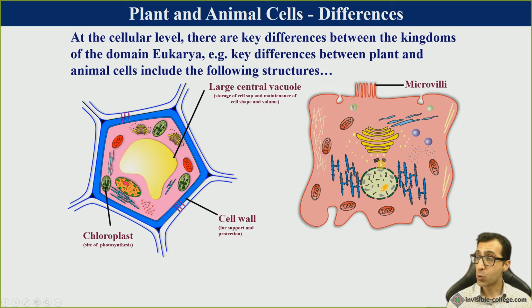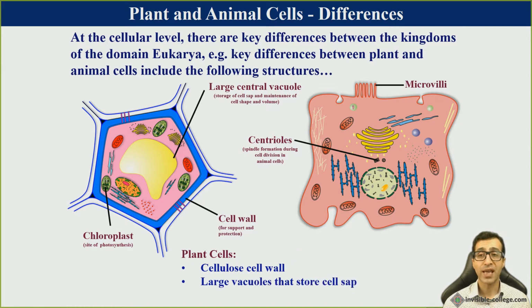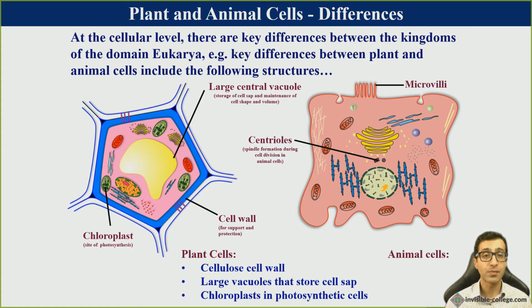They also have organelles called centrioles. Now, centrioles are involved in the formation of the spindle and the spindle fibers during cell division. And again, you do not find these in plant cells. So, plant cells have cellulose cell walls. They have large vacuoles that store cell sap, and they have chloroplasts, whereas animal cells possess sometimes microvilli. They have centrioles. And these are unique features to each of these two kingdoms.